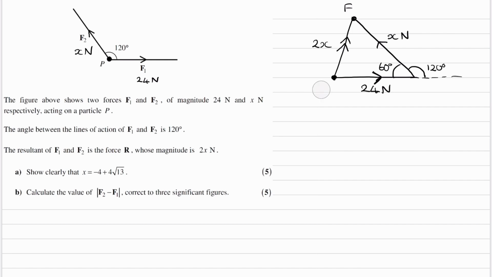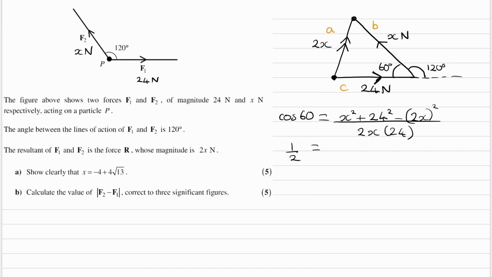So then we can use the cosine rule to work this out. We can consider that cos of 60 is equal to, okay, so let's label all these sides. So this would be A, and let's say these two are B and C. So cos 60 will then be equal to B squared plus C squared minus A squared, all over 2BC. Let's simplify this. Cos 60 is a half. The right-hand side, this becomes minus 4x squared. So x squared minus 4x squared would be minus 3x squared.